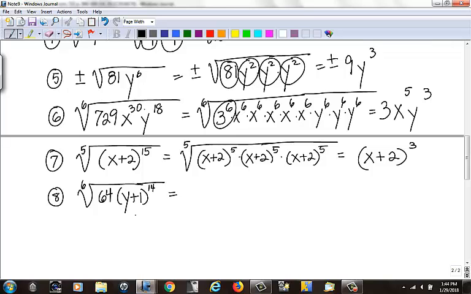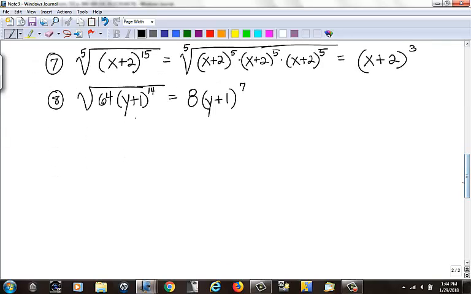Oh, wait a minute. Sorry, my fault. That's not a 6. It's just a square. Square root of 64 y plus 1 to the 14th. Square root of 64? 8. Can you do the other one without writing it out? Y plus 1 to the 7. Okay? Okay, so you kind of get the idea with those.